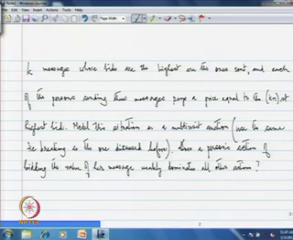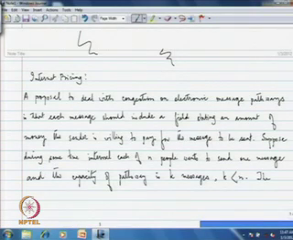So, this is the question. Let me read the question. A proposal to deal with congestion on electronic message pathways is that each message should include a field stating an amount of money the sender is willing to pay for the message to be sent.